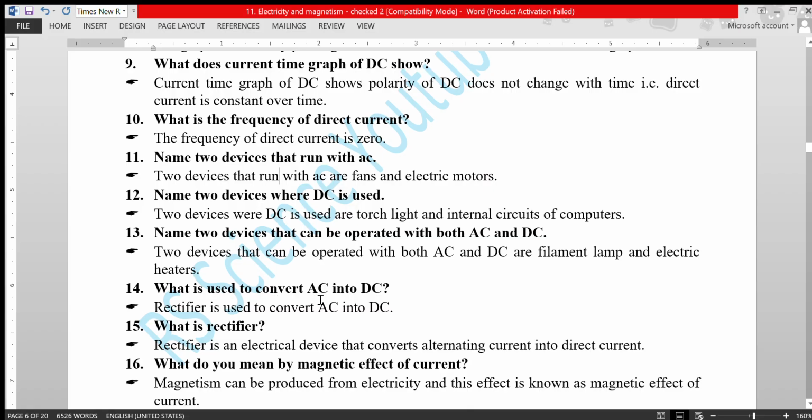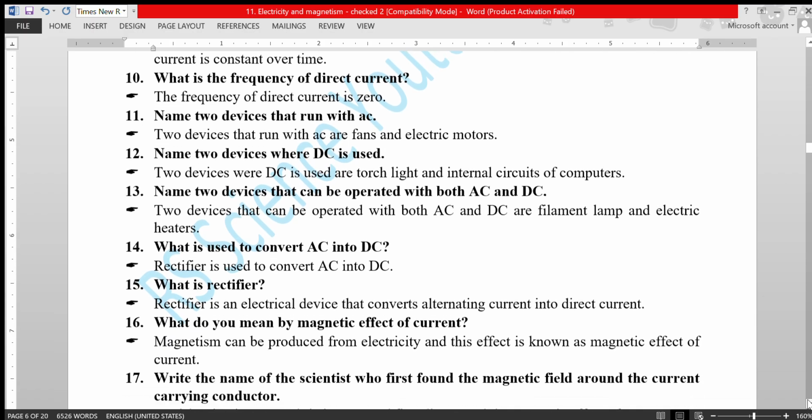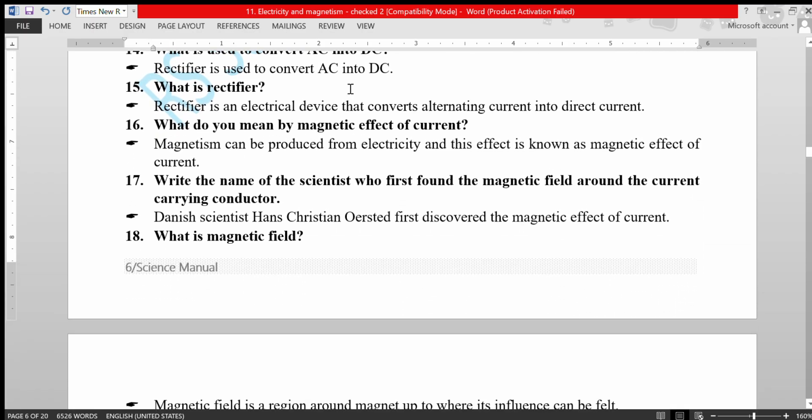What is used to convert AC into DC? Obviously, a rectifier is used to convert AC into DC. What is a rectifier? A rectifier is a device that converts alternating current into direct current. What do you mean by magnetic effect of current? Magnetism can be produced from electricity, and this effect is the magnetic effect of current.